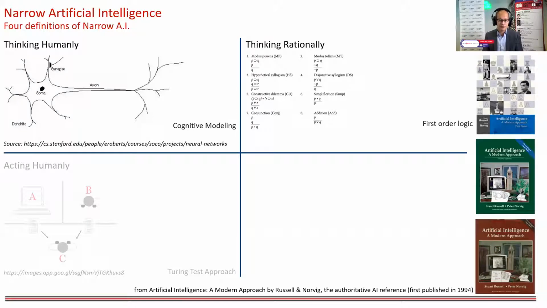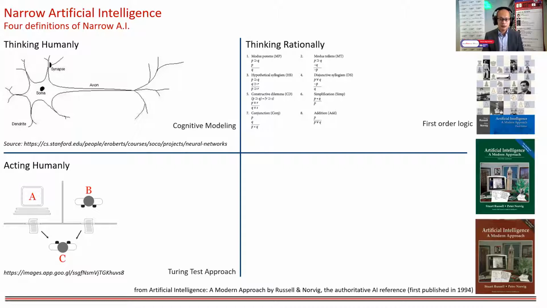The third form is acting humanly. We now have subjects A, B, and C. What we see in the image there is known as the Turing test. In the Turing test, A is a machine, B is a human, and C is a subject talking to both A and B. And the objective of the Turing test is for the machine A to be able to fool subject C into thinking that machine A may be another human as well.